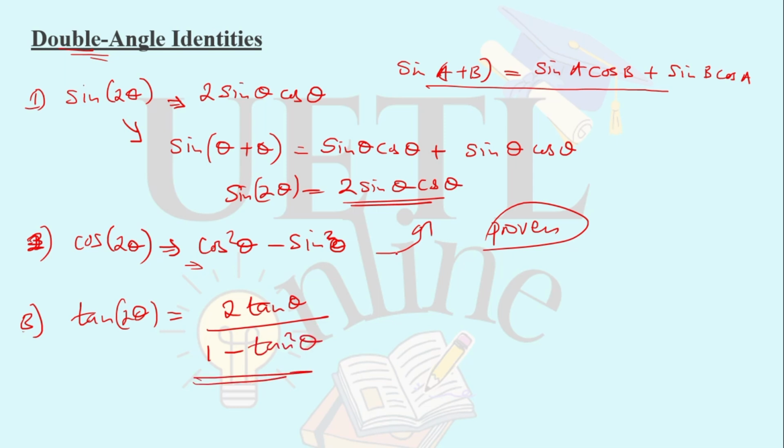When you see sine 2 theta, just know that it's 2 sine theta cos theta. And when you see cos 2 theta, just know that it's cos squared theta minus sine squared theta. And when you see tan 2 theta, just know that it's this fraction. Please, you can remember this or you can try to prove it on your own.